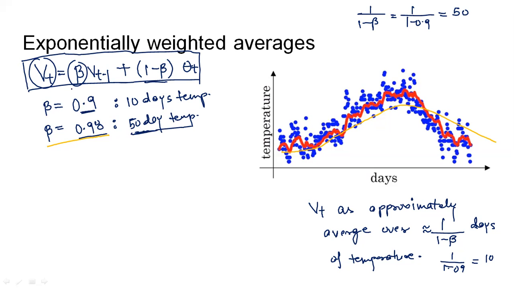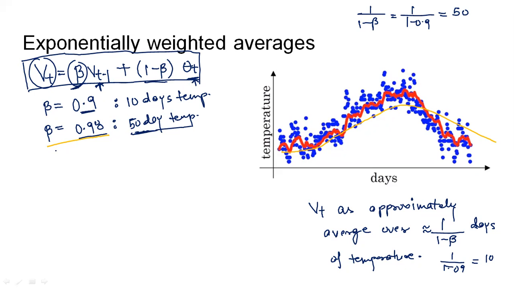Why? Because if the value of beta is large, then beta would be multiplied with the previous day's temperature, and so you are giving more significance to the previous day's temperature if this value of beta is very close to 1. And we have 1 minus beta, which would be very small ultimately, so you are giving very little significance to the current day's temperature.